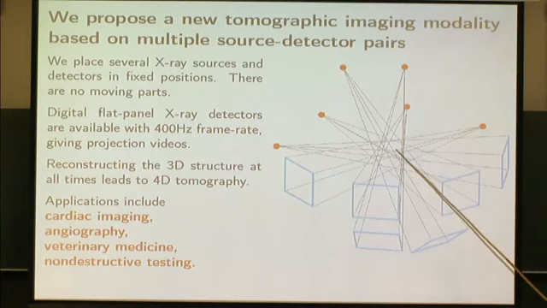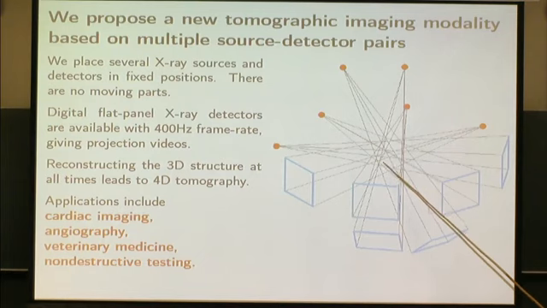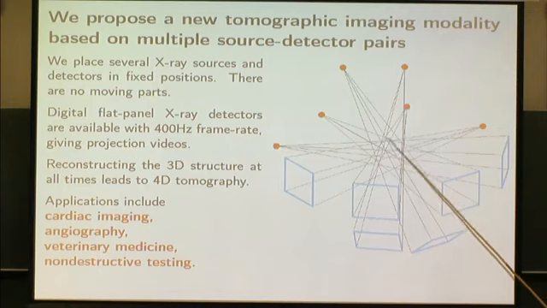So then we could have something here, maybe a patient, maybe a small animal, maybe in non-destructive testing we could have a small mechanical device, something moving here. We image it from several directions simultaneously, which allows us, if we have this kind of sparse angle reconstruction methods, to reconstruct dynamically both in time and space.